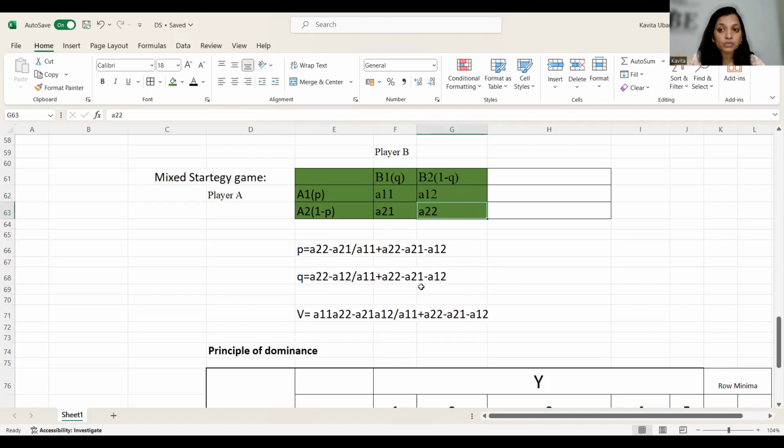Here there is a trick to remember this formula. The denominator for all three formulas is the same. You only need to remember the numerator for each. Okay.